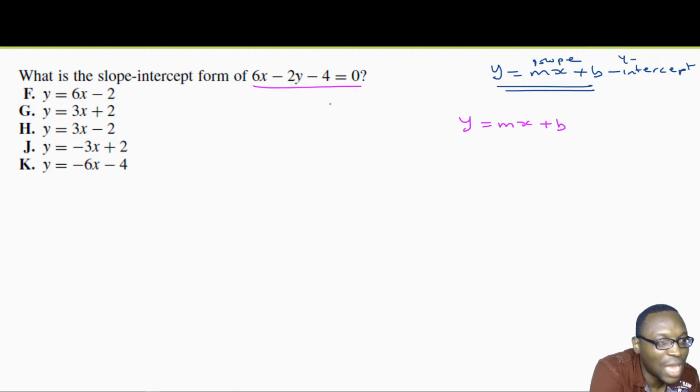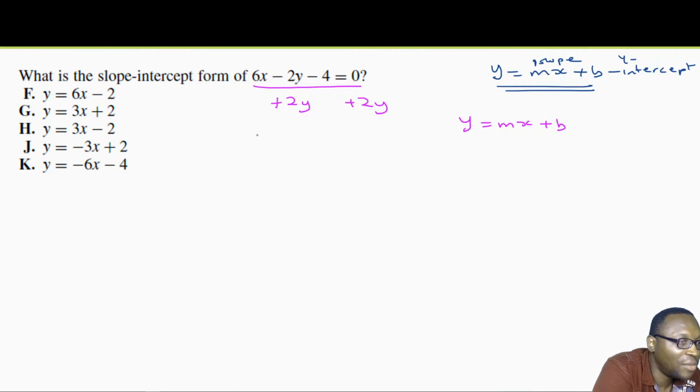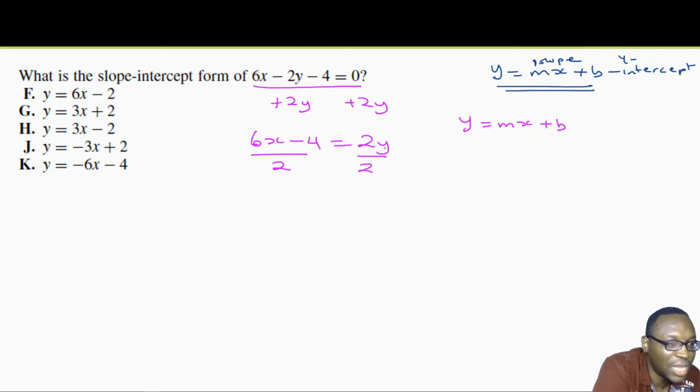It doesn't matter how you go about it. So I'm going to add 2y to both sides of this equation. So I have 6x minus 4 equal to 2y. And then what I'm going to do now is divide both sides by 2 because I need to make sure that the coefficient of y is 1. So I'm going to divide by the number to the left. So we're going to now have 6x minus 4 over 2.